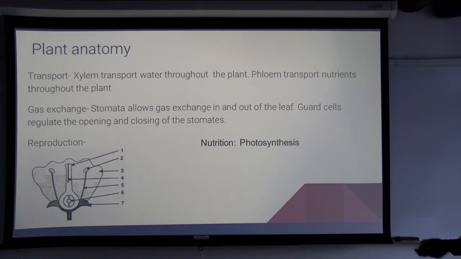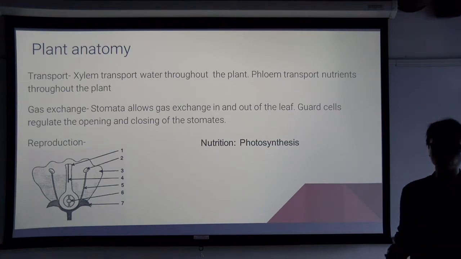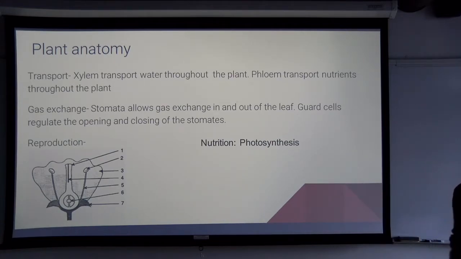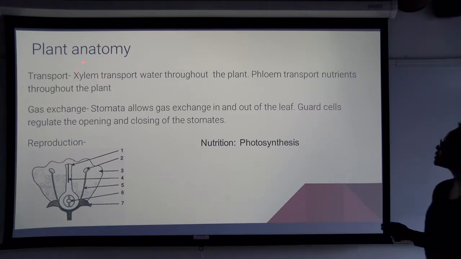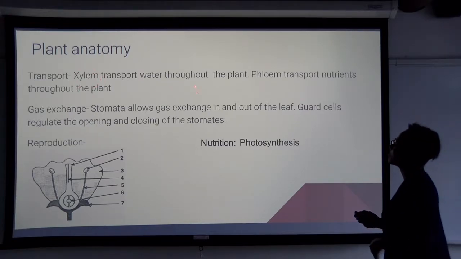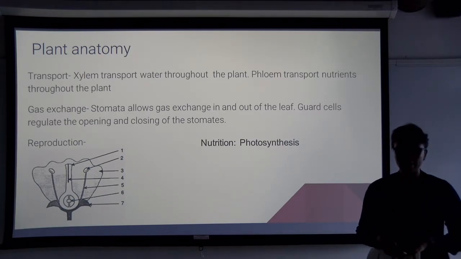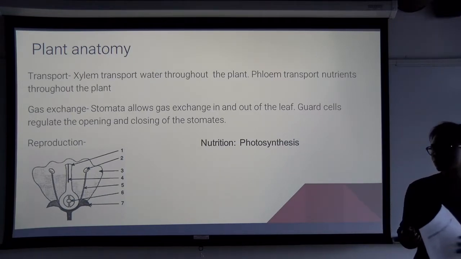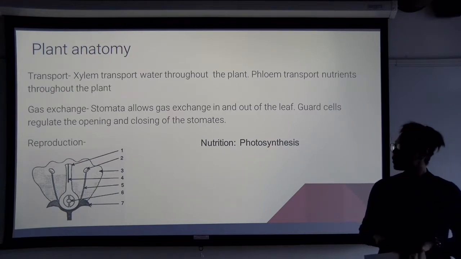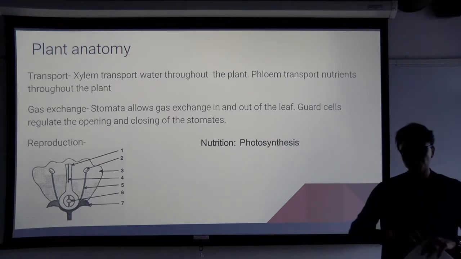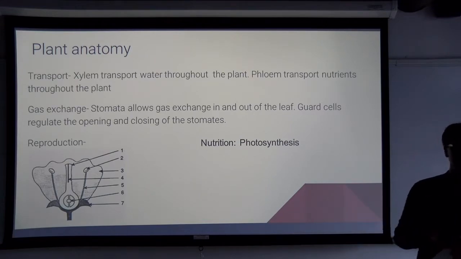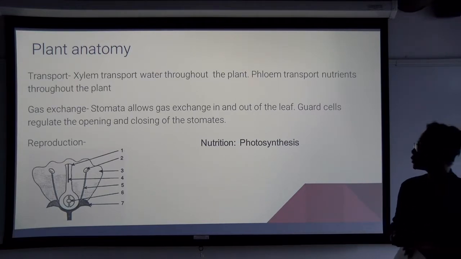So in the plant, we could see some similar life processes taking place. In plants, transport takes place by way of the xylem and the phloem. The xylem transports water throughout the plant, while the phloem transports nutrients throughout the plant. So these are vessels that you would find in the vein of the plant that runs through the leaf and down through the stem itself, all the way down into the root.